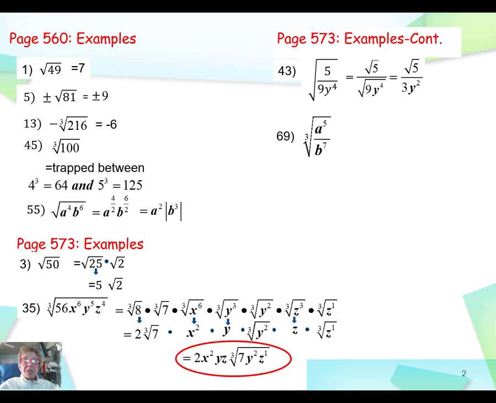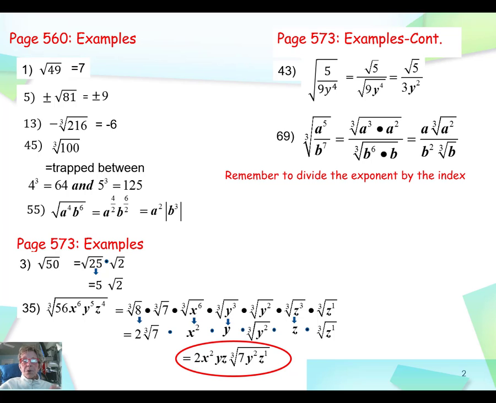Our next example, number 69, is the cubed root of a to the fifth over b to the seventh. I'm going to use the same procedure and break it down. Now I'm making it all under one radical: the cubed root of a to the third times a squared over the cubed root of b to the sixth times b, breaking it down into perfect cube factors. The cubed root of a to the third on the top comes out as a. The second part stays in the radical. The cubed root of b to the sixth in the denominator comes out as b squared, and the second part stays under the radical. Remember to divide the exponent by the index.